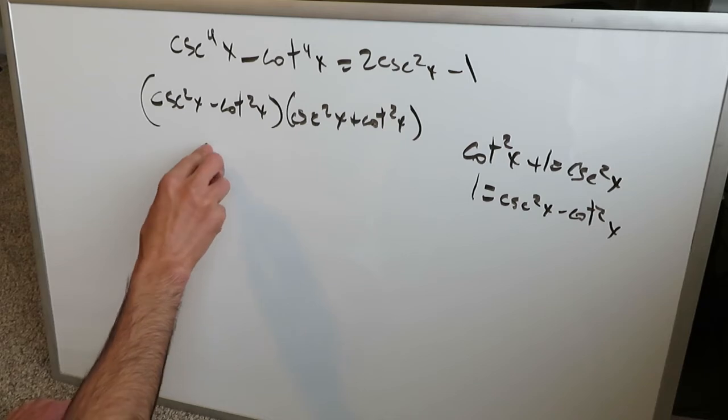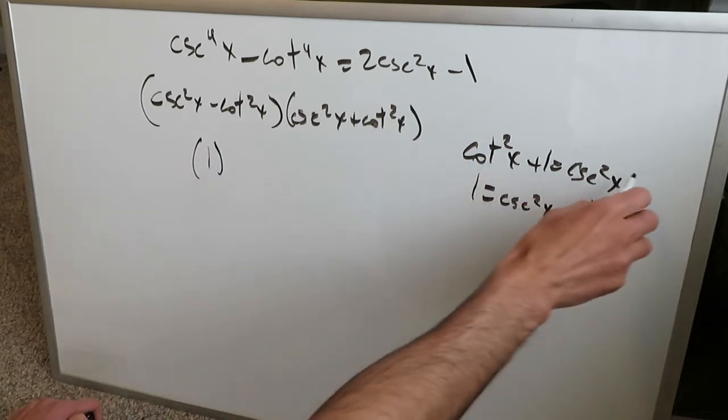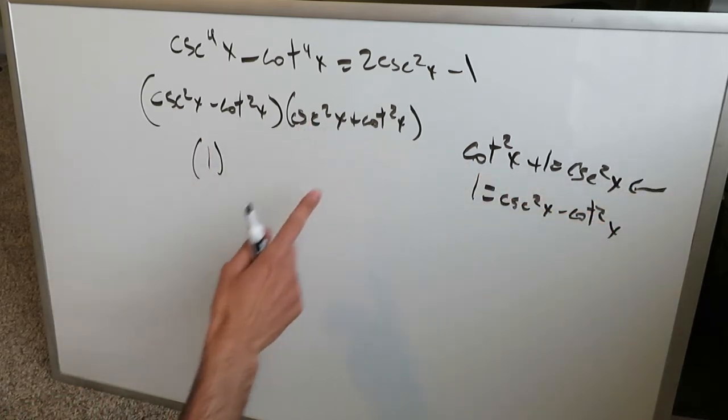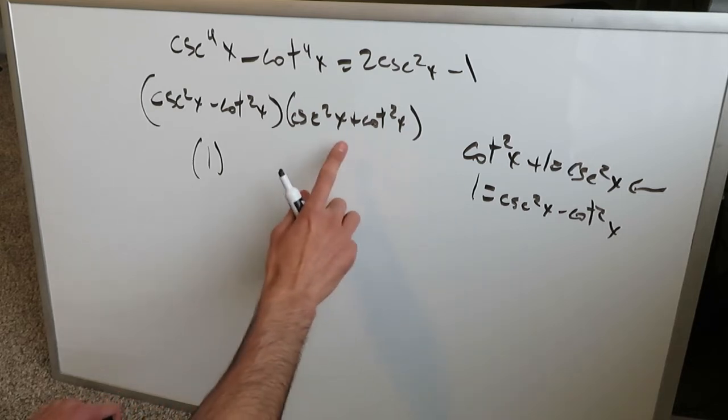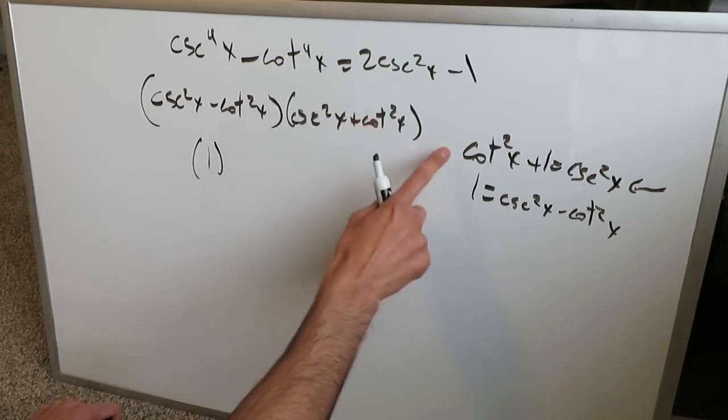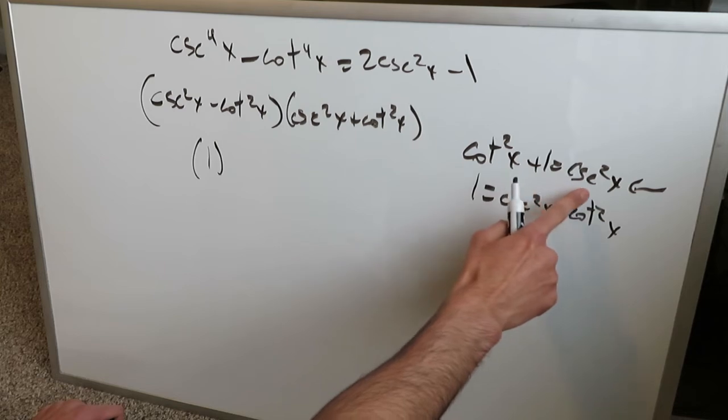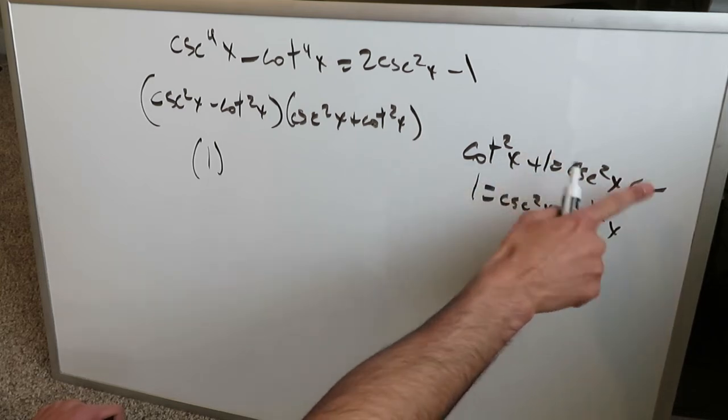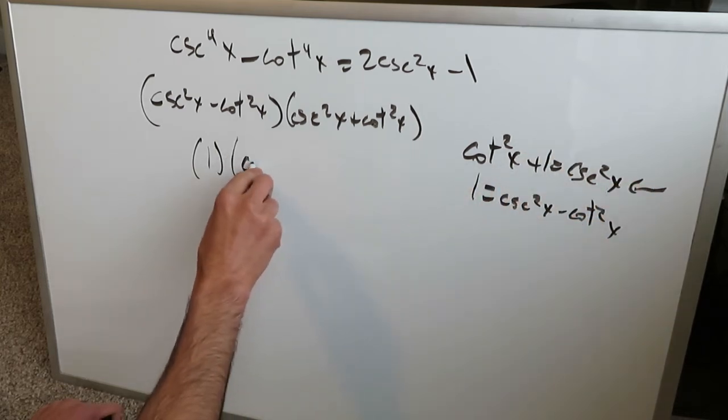Mimicking what you see over here, this becomes a 1. But then going back to this original function, is there anything we can do over here? We can. If you solve for the cotangent square x, it is equal to cosecant square x minus 1. You take 1 on the other side, and that's exactly what we'll do.